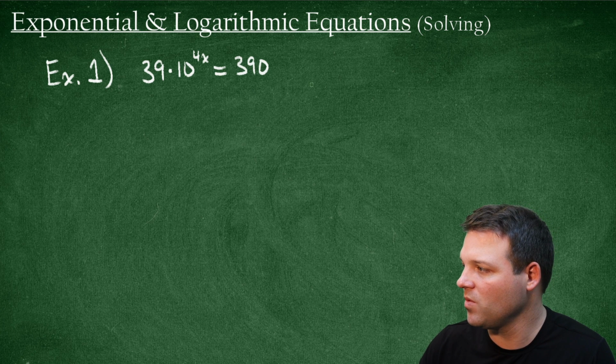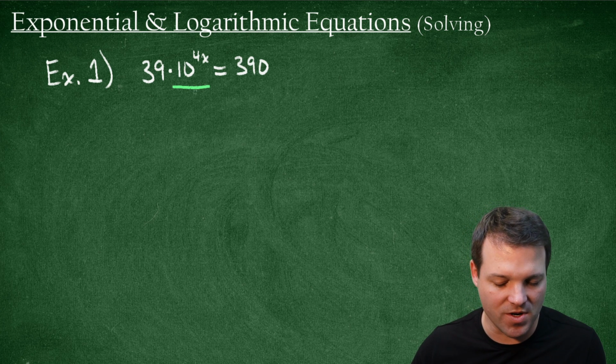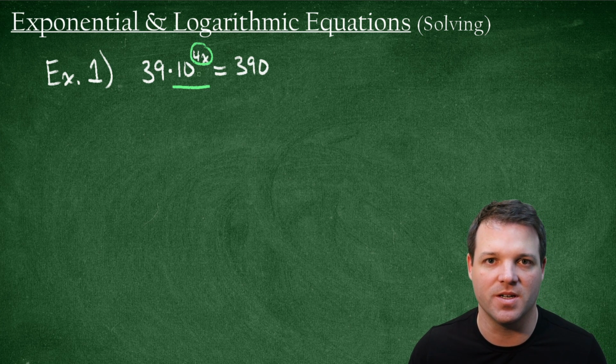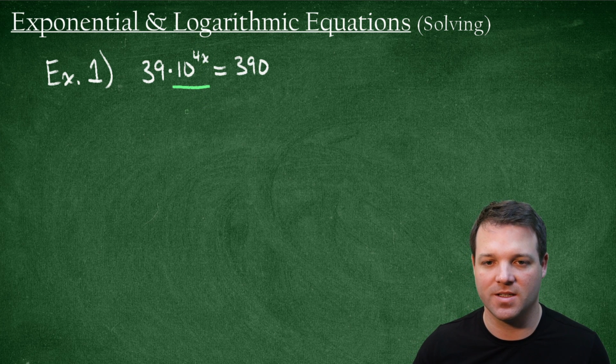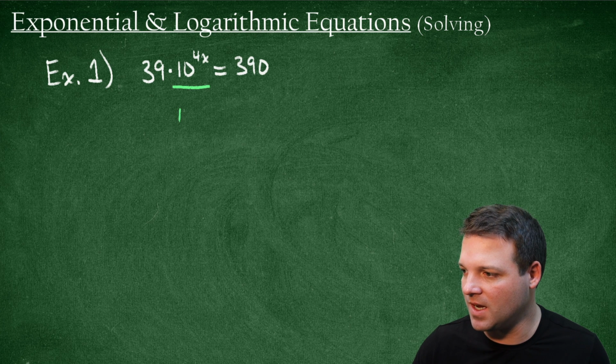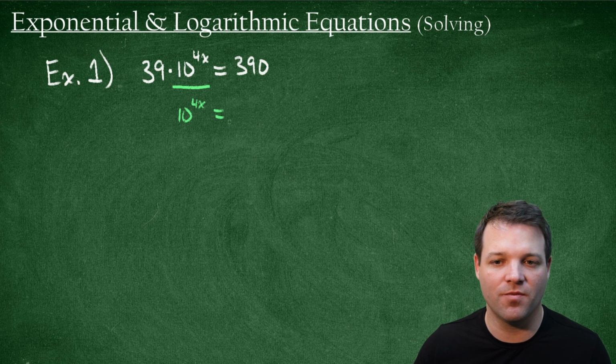So number 1, let's go ahead and identify the complicated operation here, which is definitely 10 to the power of 4x. In fact, we need to get this x out of the exponent, essentially, is what we're trying to do here. All right, so let's go ahead and isolate it. That's step 1. So I'm going to divide both sides by 39. And so on the left-hand side, I will end up with 10 to the power of 4x is equal to 390 divided by 39, which is 10.